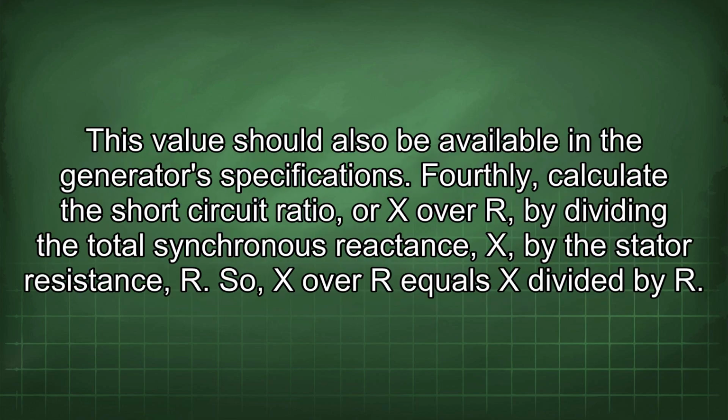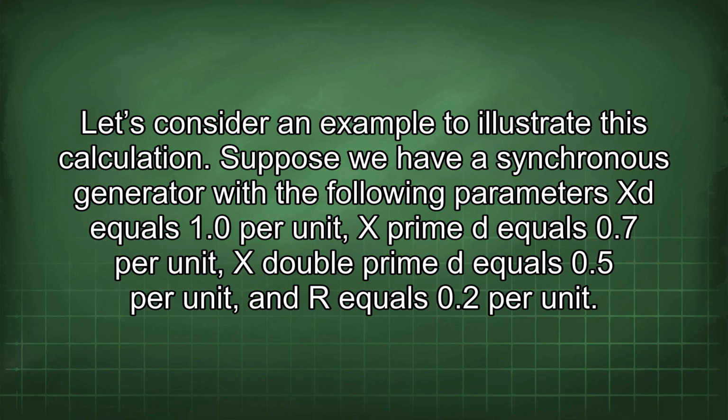This value should also be available in the generator's specifications. Fourthly, calculate the short-circuit ratio, or X over R, by dividing the total synchronous reactance X by the stator resistance R, so X over R equals X divided by R. Let's consider an example to illustrate this calculation.